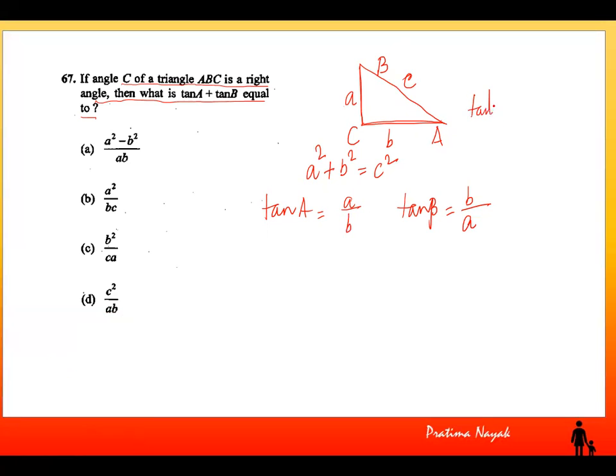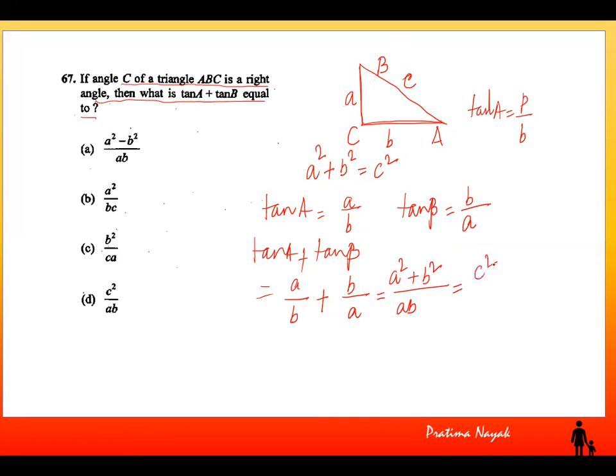The tan function is equal to opposite by adjacent, P by B, so this will be perpendicular by base. So tan A plus tan B is A by B plus B by A. This is equal to AB, and you are getting in the numerator A square plus B square, that is C square by AB. So this is a very simple question. I hope you have understood. The last one is the answer.